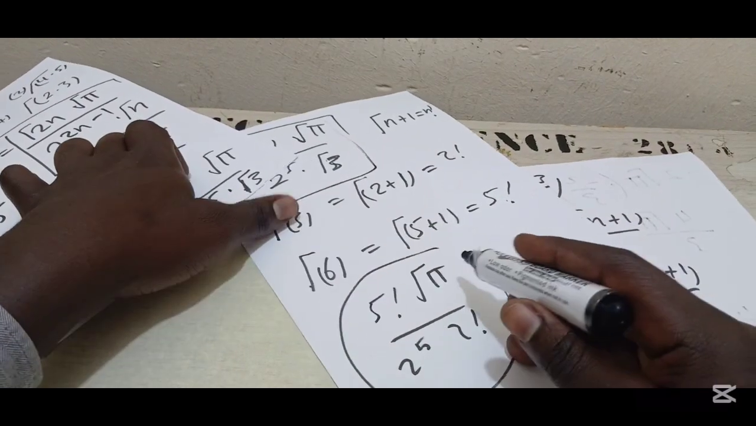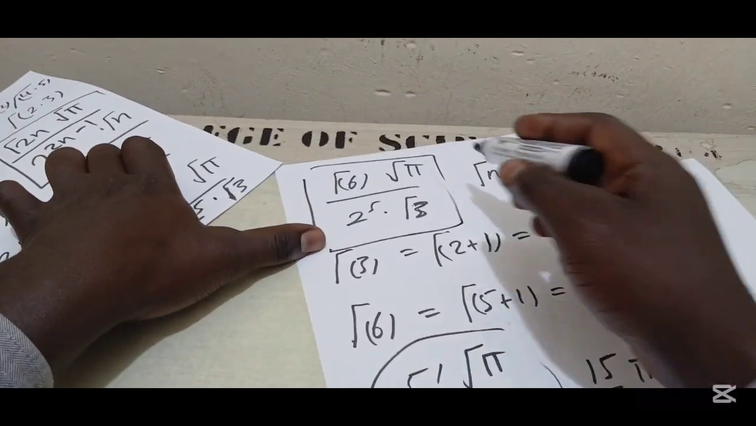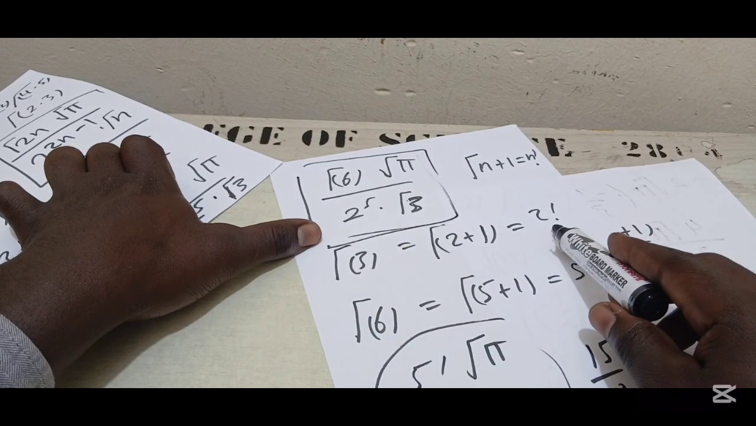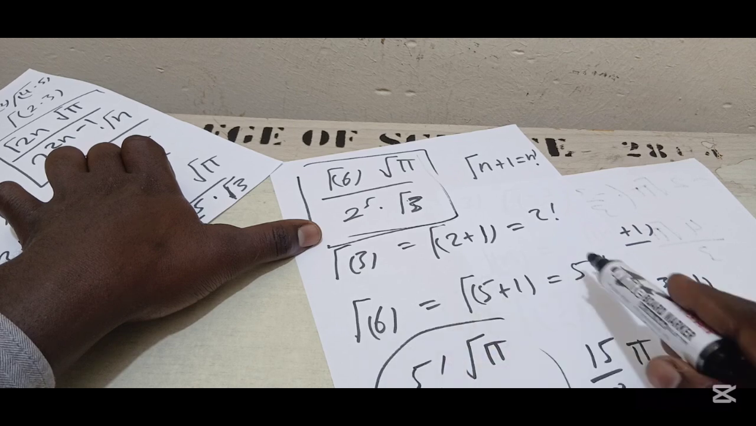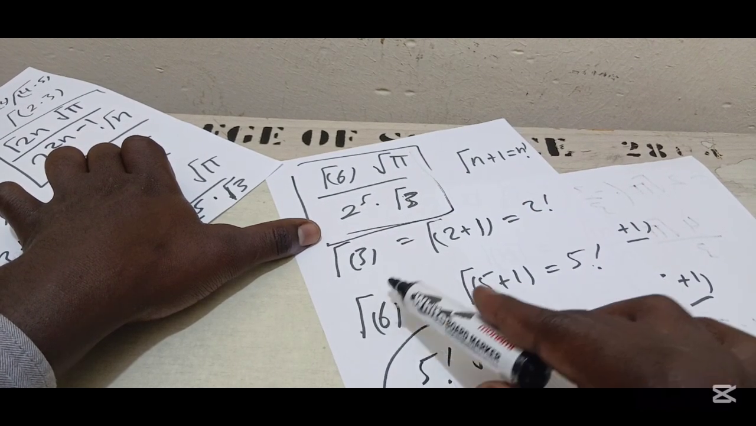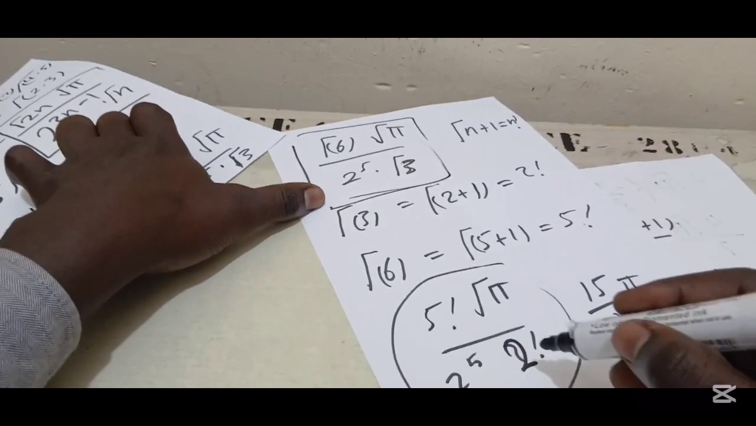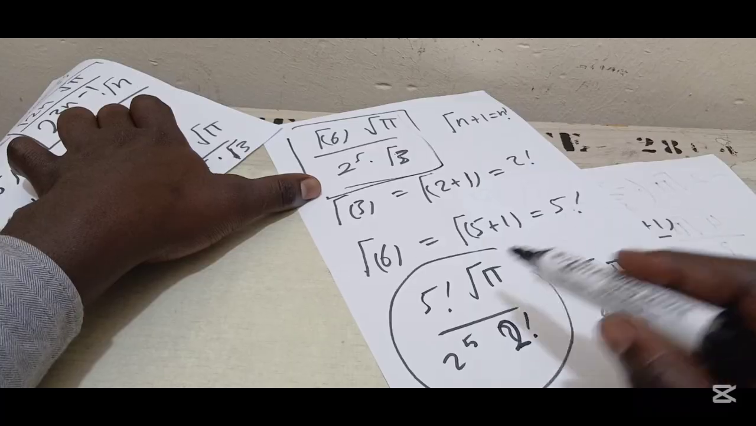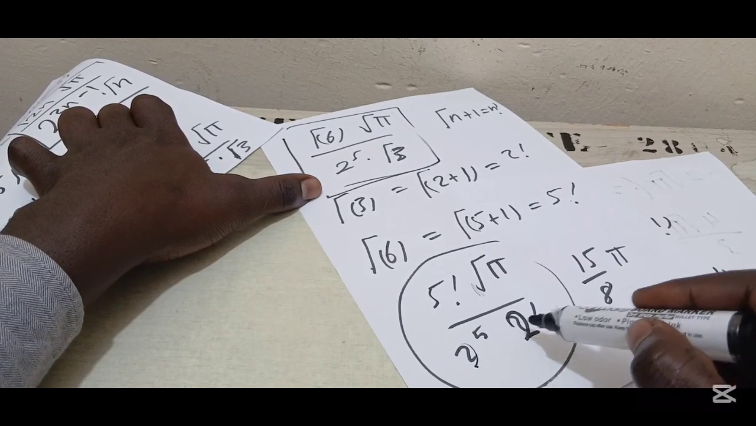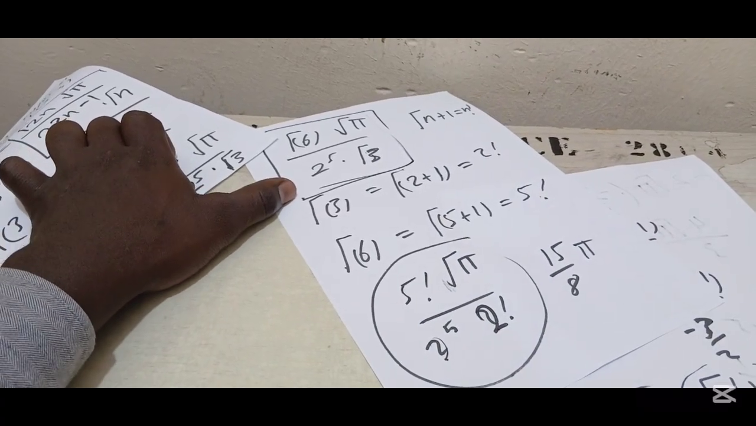So if you simplify this, you are going to get 15 on 8 pi. So this one right here, we know that gamma 3 gives us 2 factorial, gamma 6 gives us 5 factorial. So replacing this by 5 factorial and this by 2 factorial, we have 5 factorial times the square root of pi, all on 2 to the power 5 times 2 factorial. When you simplify this, we should get 15 on 8 pi.